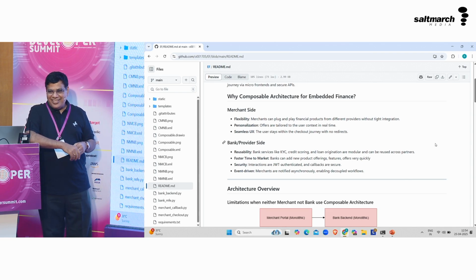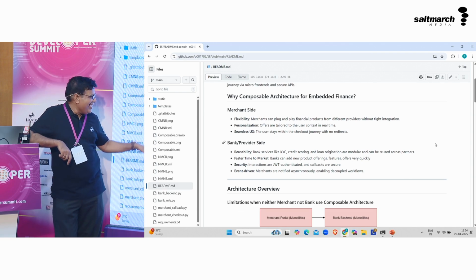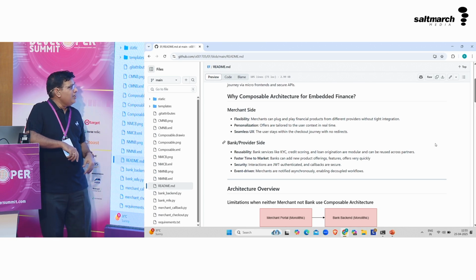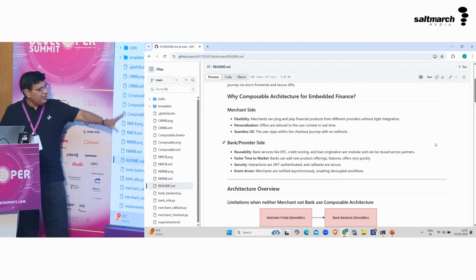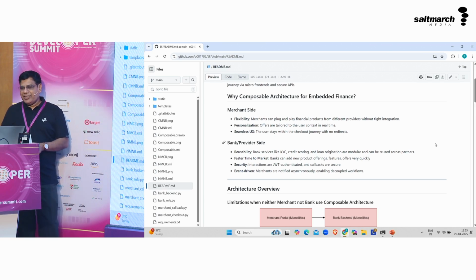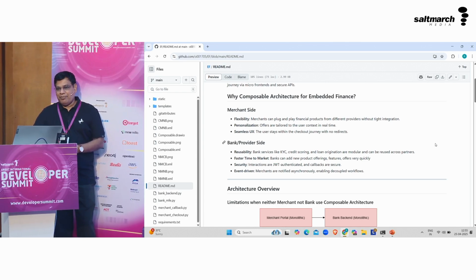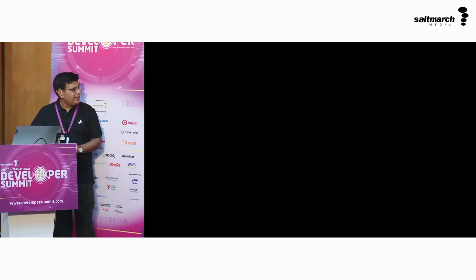Security, obviously, that is a big thing. And finally, event-driven: you're notifying your merchants asynchronously about the status, and on reliability, they need to switch back to an alternate mechanism. So this combination can happen only when both the merchant and the bank or provider have composable architecture, right?